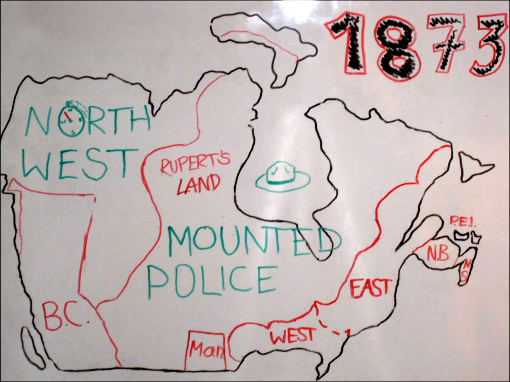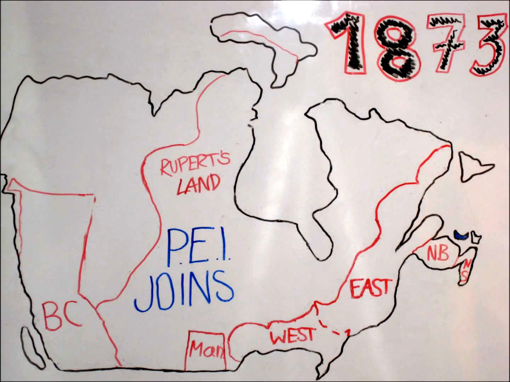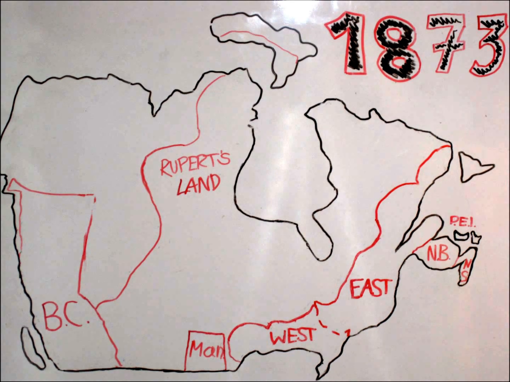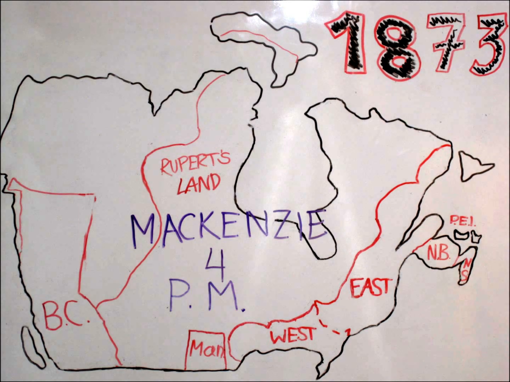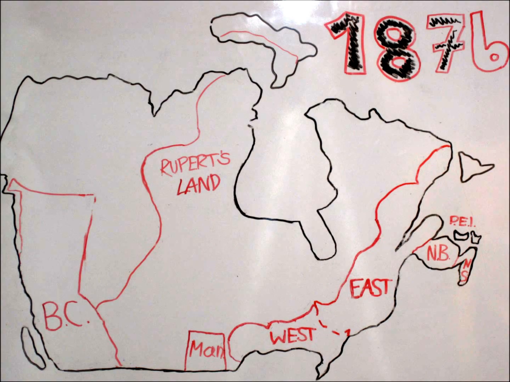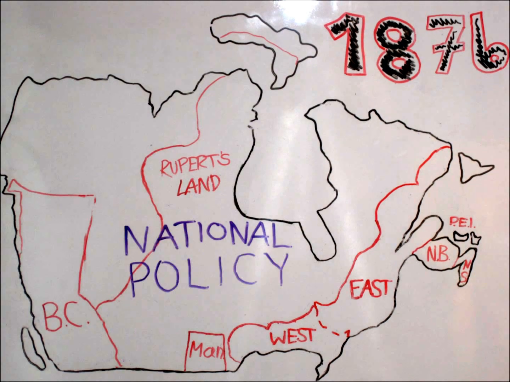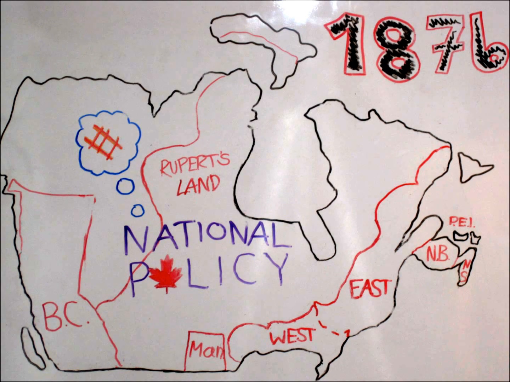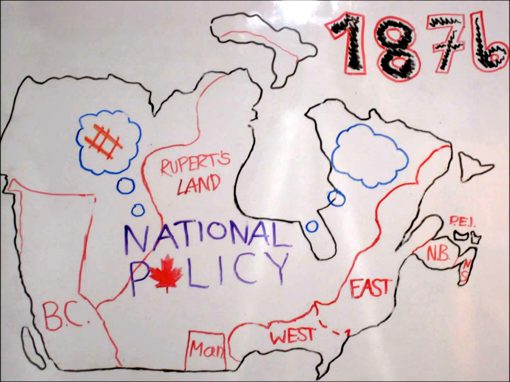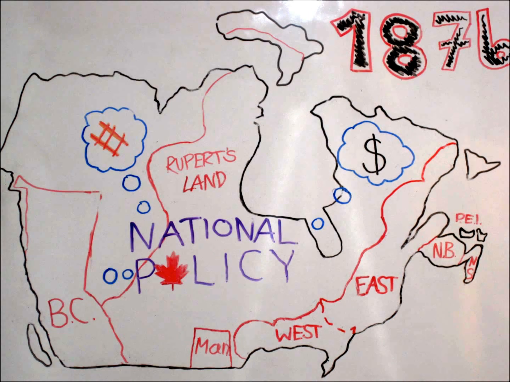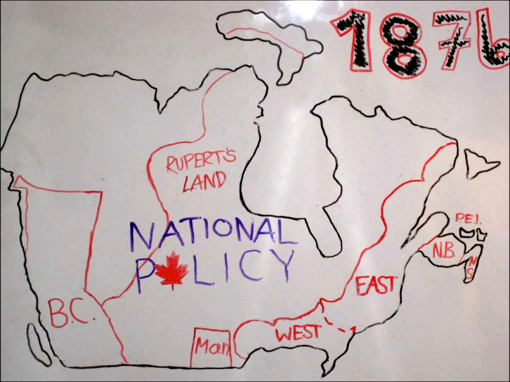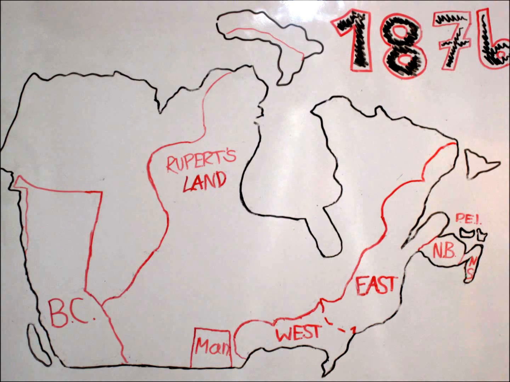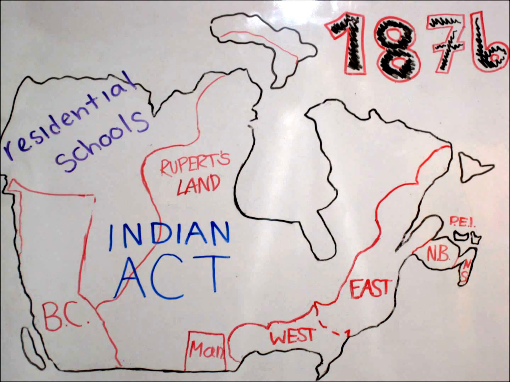Prince Edward Island joined Confederation, and Alexander Mackenzie was elected following the Macdonald Pacific scandal. Macdonald developed his national policy in 1876 for his re-election campaign. It successfully stimulated a Canadian economy when implemented, as well as inspiring Canadians to re-elect Macdonald based on his dream for Canada. The Indian Act was executed in the same year.